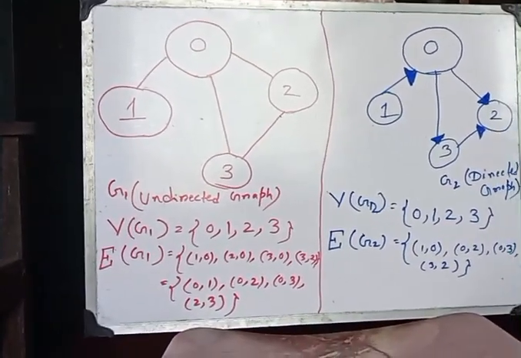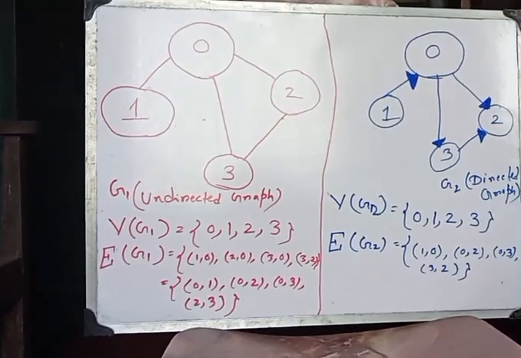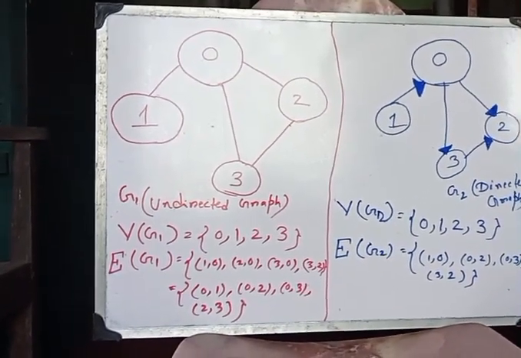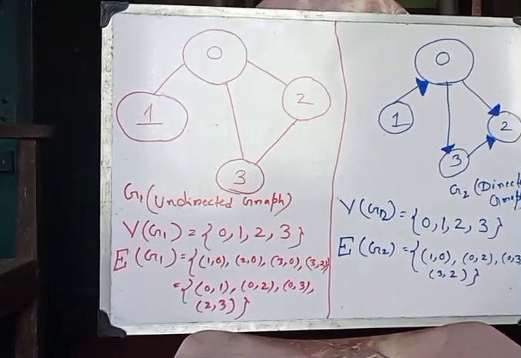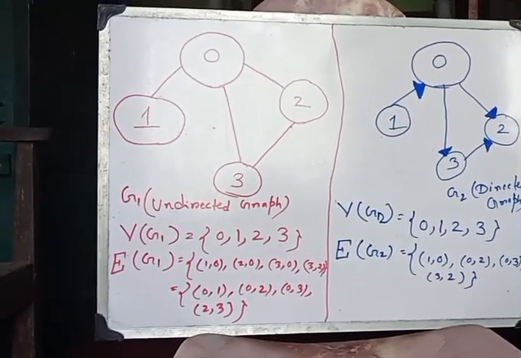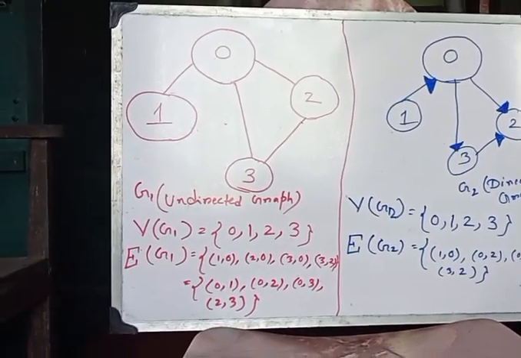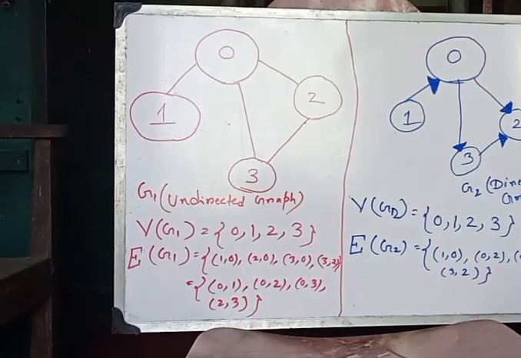But in a directed graph, (1,0) does not mean (0,1) because (1,0) means the path is from node 1 to node 0 because it is a directed graph. But the reverse path does not exist in this problem.